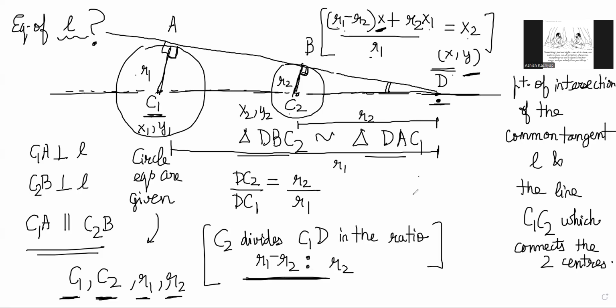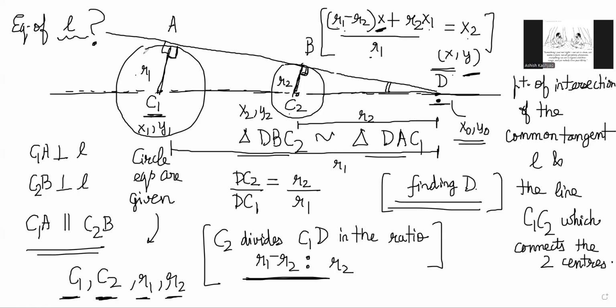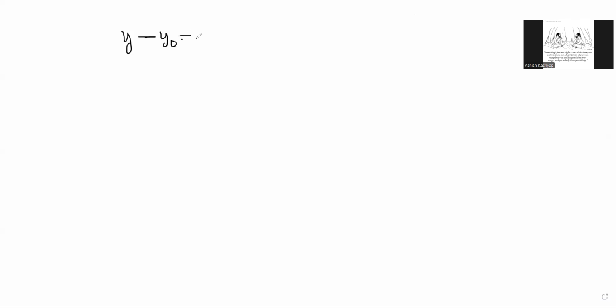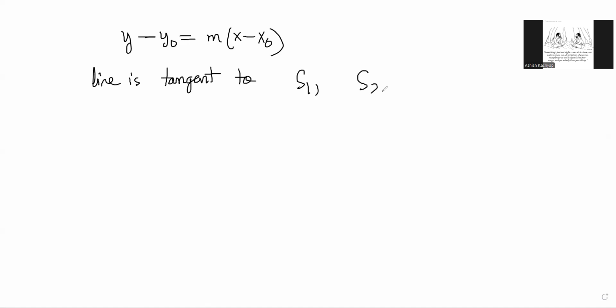So the first job is finding D. And if you do it by similar triangles and section formula, you can easily find D. After that, the problem is really easy. You need to make a line passing through D, which is tangent to any of these circles, right? So let's say I found point D and D was x naught, y naught, right? So I will say the equation of my line through D is y minus y naught is equal to m times x minus x naught. And this line is tangent to any of the circles S1, S2, right? So let's say circle 1 equation was x square plus y square is equal to a1 square, right? So what is the condition that this line will be tangent to this circle?